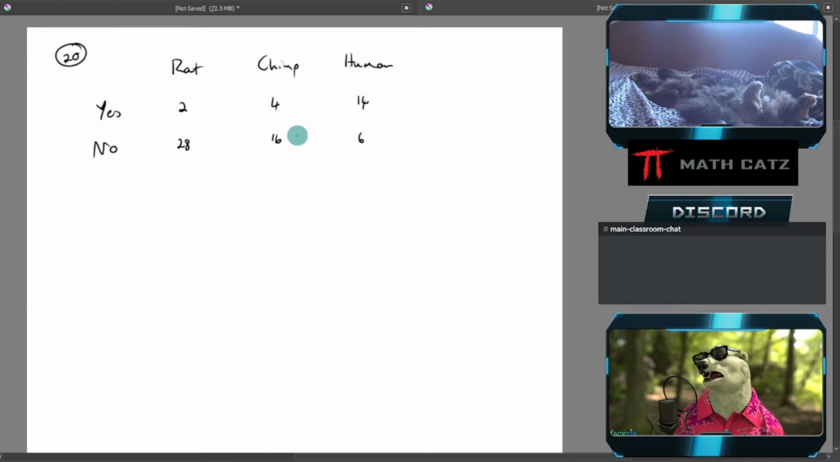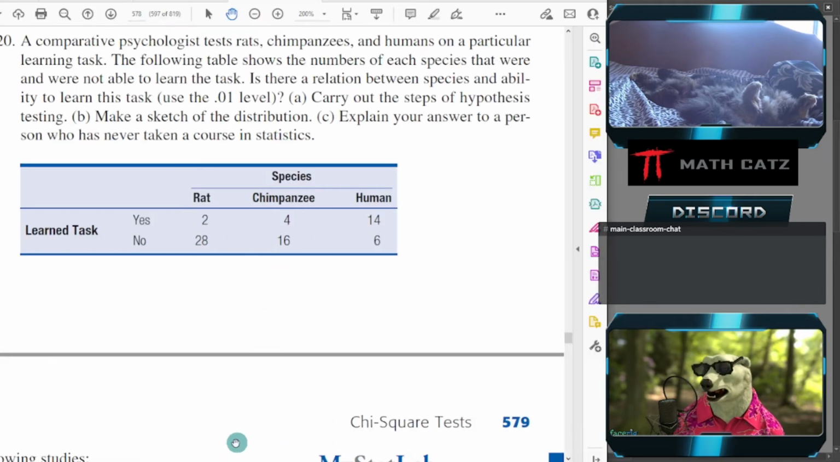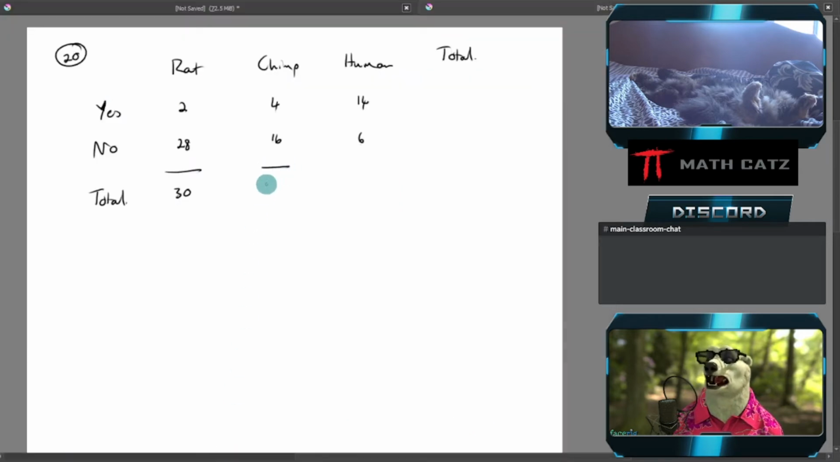And you could look at this like, oh yeah, clearly these are different, right? But it's very hard to just guess like that correctly every time. So let's add up these rows and columns. Now, if I can write properly. Add up the rats, we get 30. Now, of course, these numbers come from our table, just like that. Add up the chimps, and 20 were in the study. Add up the humans, 20 were in the study.